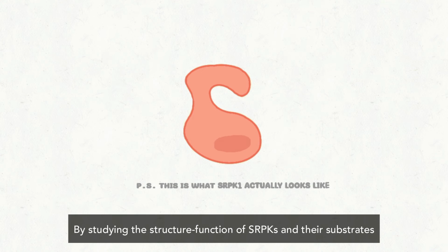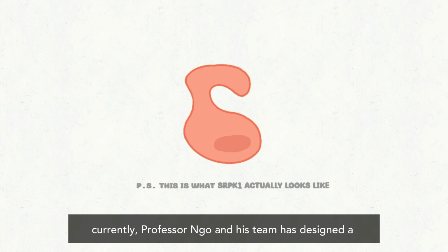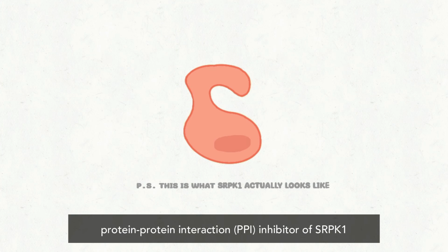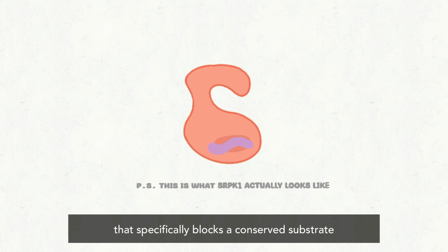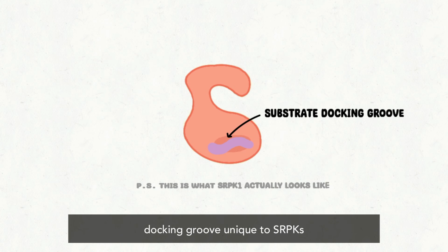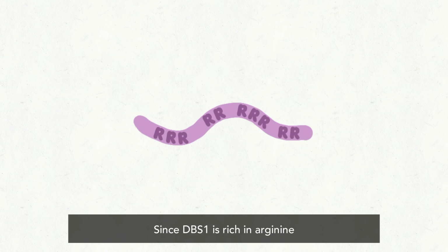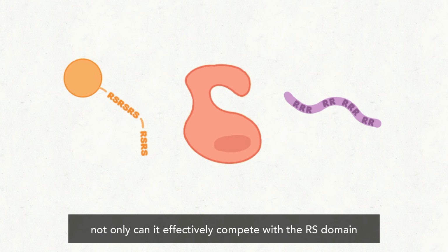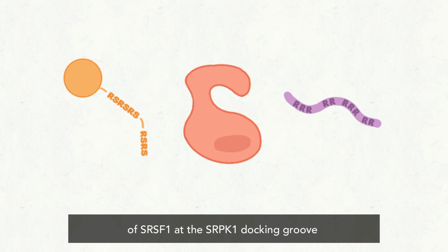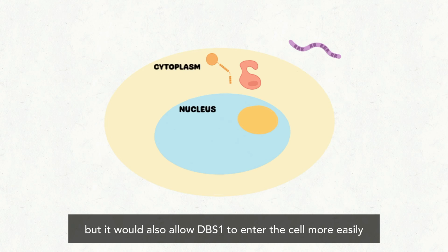By studying the structure function of SRPKs and their substrates, currently Professor Ngo and his team has designed a protein-protein interaction inhibitor of SRPK1, docking blocker of SRPK1, DBS1, that specifically blocks a conserved substrate docking groove unique to SRPKs. Since DBS1 is rich in arginine, not only can it effectively compete with the RS domain of SRSF1 at the SRPK1 docking groove, but it would also allow DBS1 to enter the cell more easily.